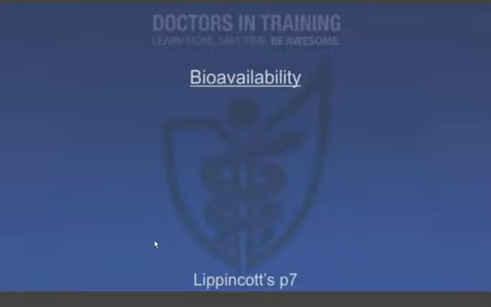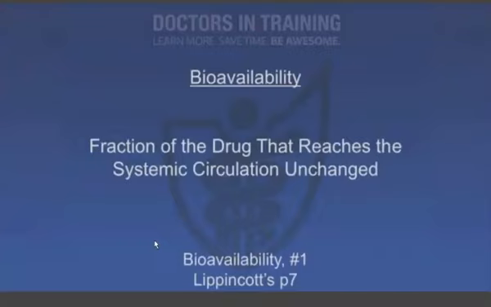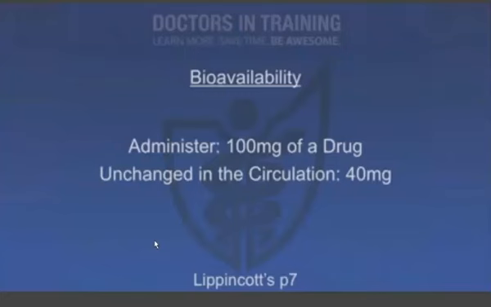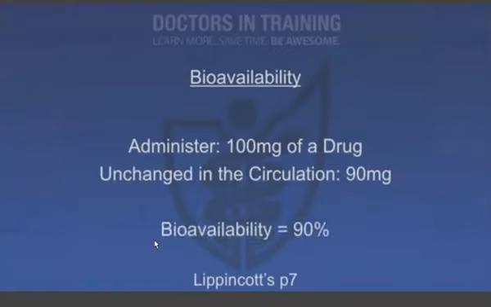So the next big topic to talk about is bioavailability. This is sort of another piece in the absorption puzzle. Bioavailability is defined as the fraction of the drug that you've administered that actually reaches the systemic circulation unchanged. So when you give a drug orally, how much of that drug is going to be absorbed, how much of it is going to get into the systemic circulation unchanged, still an active compound. For example, if you give a 100 milligram dose of the drug, but only 40 milligrams of that reaches the circulation, the bioavailability is 40%. If you give 100 milligrams of another drug and 90 milligrams of it makes it into the systemic circulation unchanged, then the bioavailability of that second drug is 90%.